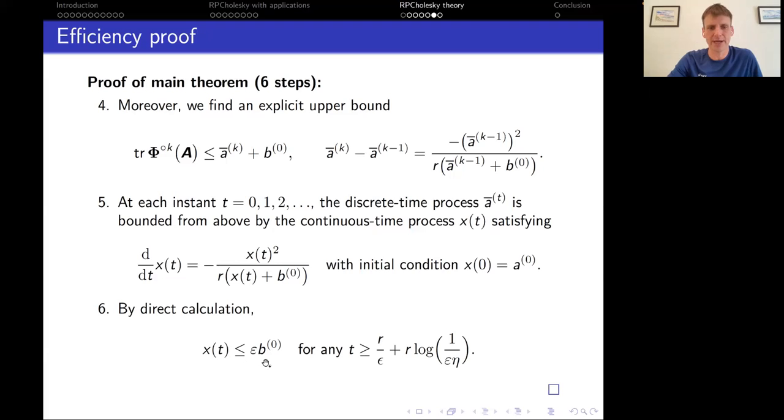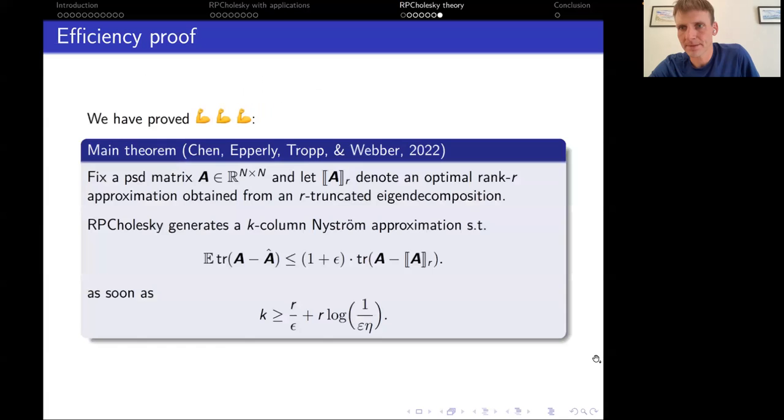The error is less than or equal to epsilon, and B is 0, for any t that's pretty big, that's bigger than or equal to R over epsilon plus R log 1 over epsilon eta. So that's it. That is the proof. I know that some of the details were buried, but it establishes this error bound, which doesn't need any prefactors because it came from rather tight analysis of this matrix valued function in the worst case.